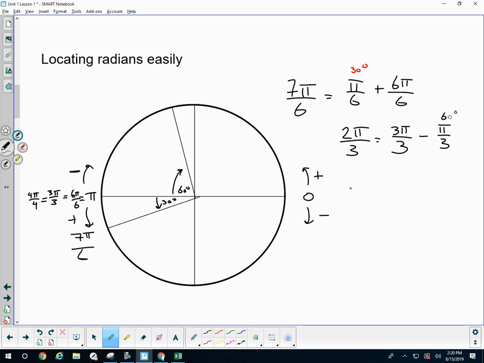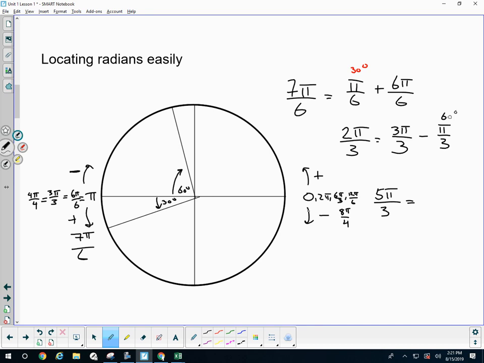Okay, tricky ones that people have difficulty with are 5 pi over 3 and 4 pi over 3. Here's what I would do. I'd actually not go to pi. I'm going to go all the way around my circle to 2 pi, which is 6 pi over 3. I can write 2 pi a lot of different ways. That's 6 pi over 3, that's 12 pi over 6, that's 8 pi over 4.